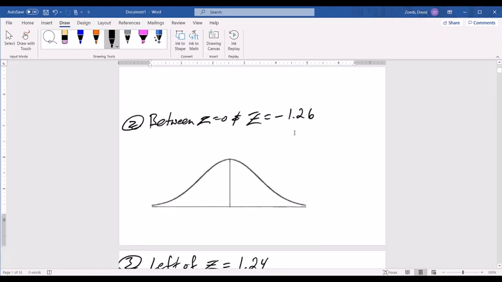Now I want between 0 and negative 1.26. So I have 0. Negative means to the left, so somewhere over here. And that will be negative 1.26. And I will need a double arrow to show that I'm representing the area between. So I need to look up negative 1.26. But there's a subtle problem, which is that on the outside, these are all positives. But that's okay.